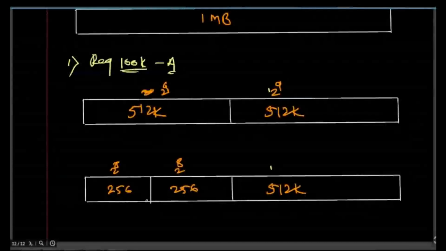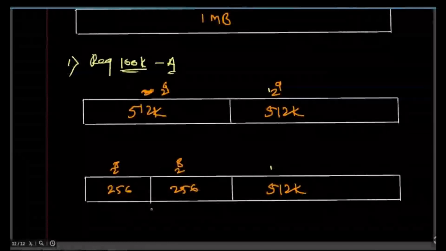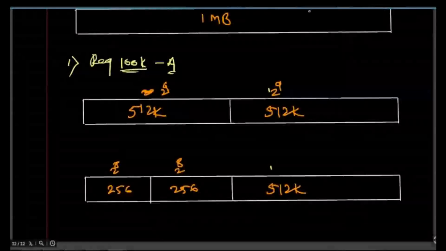Again, 256 is larger, because half of 256 is 128, and you still have the provision of dividing this memory into smaller blocks. So let us divide this memory again.